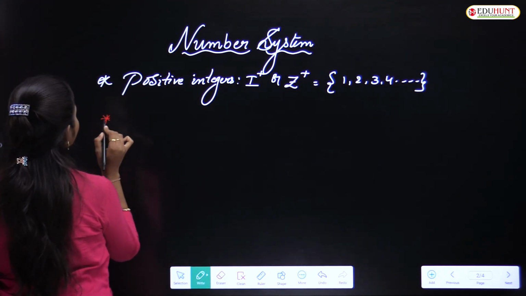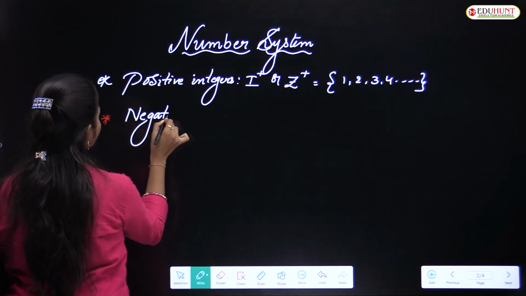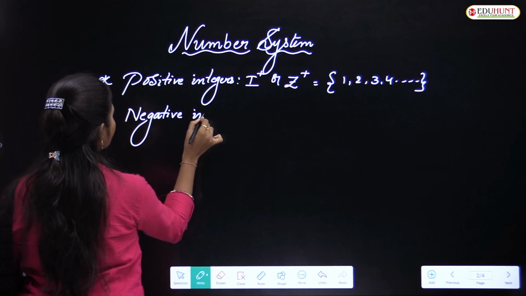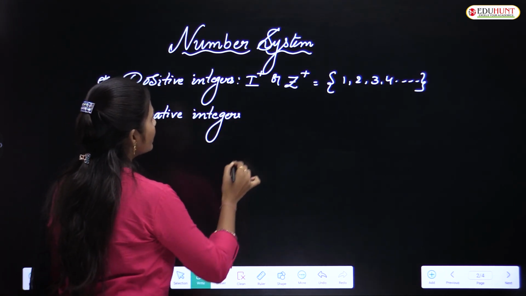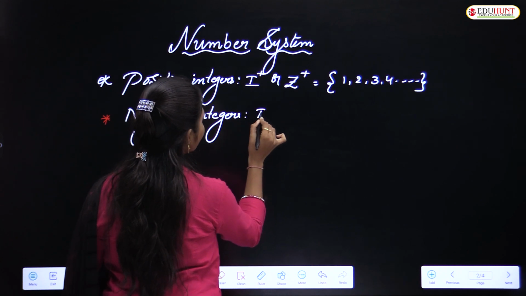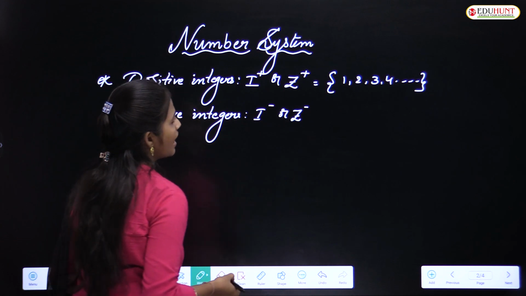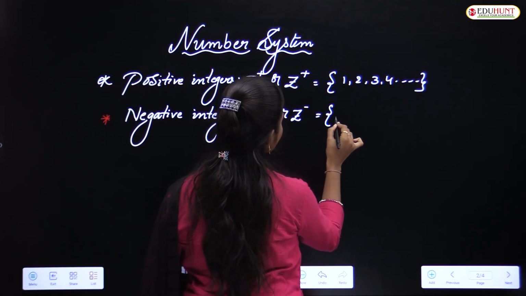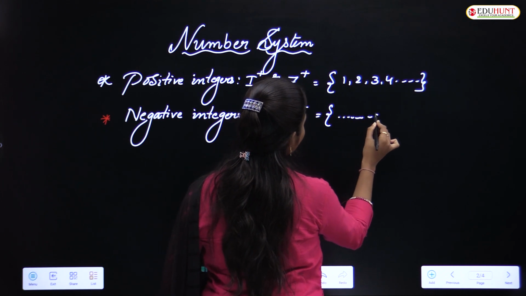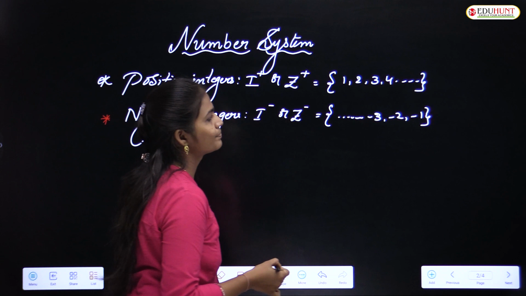Next one, negative integer set. Negative integers are represented with I minus or Z minus. That is the negative integer set: minus 3, minus 2, minus 1 and so on.